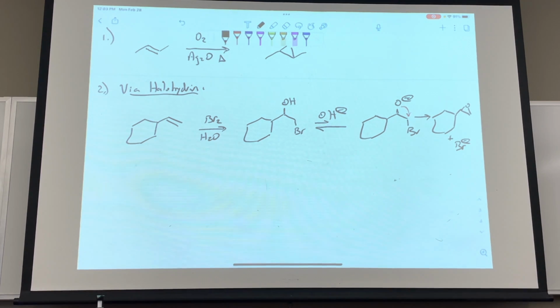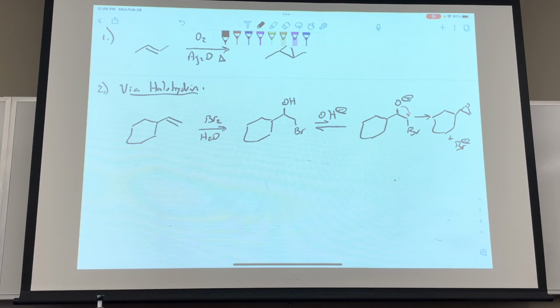Okay. Any questions on this one? Then do you break it off, or do you just leave it attached to the ring? It depends on what you're trying to do. We're going to see in just a minute how you're going to use these, what the utility of the epoxide is.